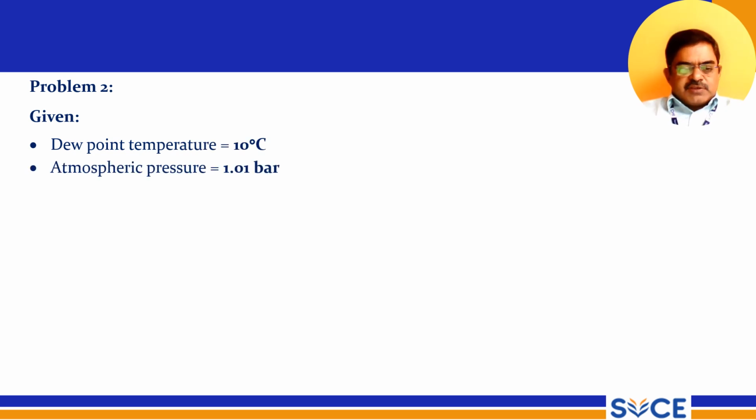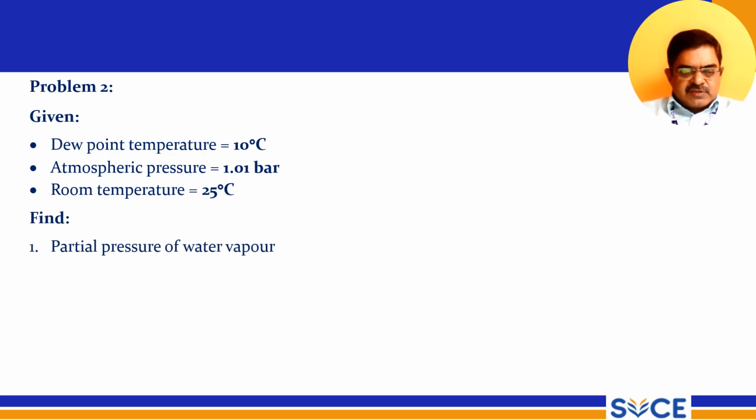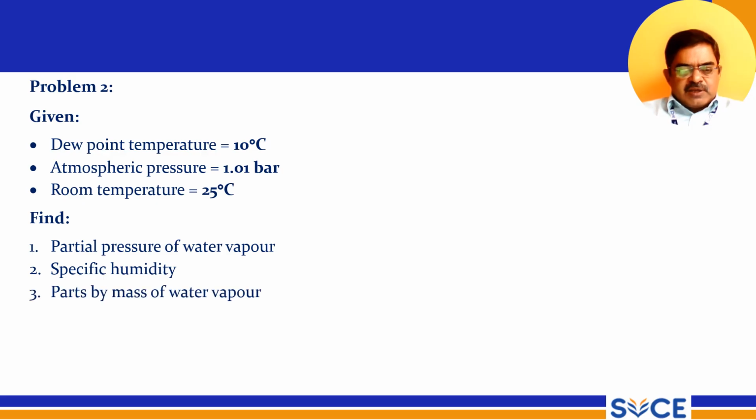So dew point temperature is 10 degrees Celsius, atmospheric pressure is 1.01 bar, and room temperature is 25 degrees Celsius. Find partial pressure of water vapor, specific humidity, and mass fraction of water vapor. Similar problem to the earlier problem.